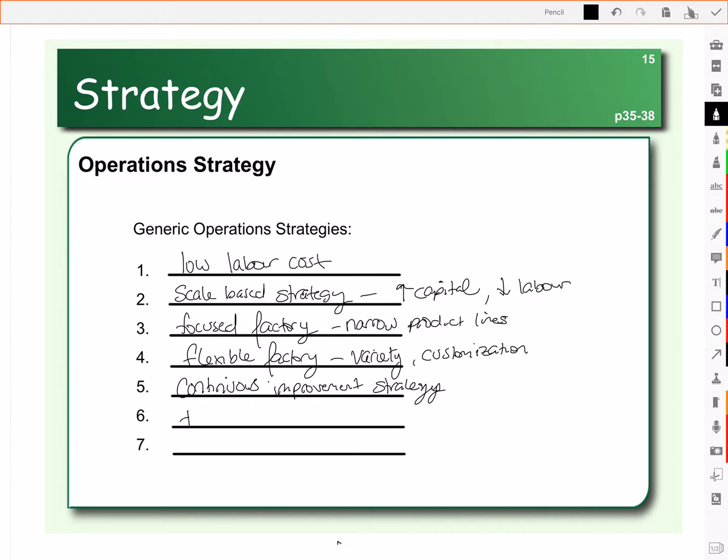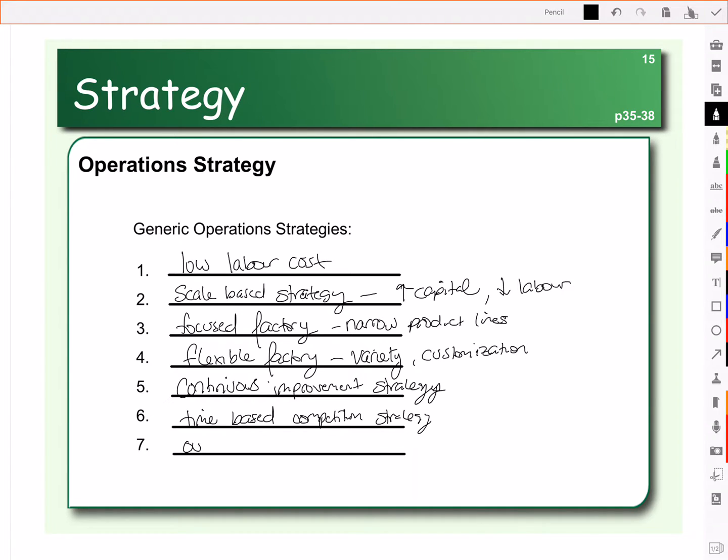You might have a time-based competition strategy. So in this case, what you're doing is you're looking at reducing the time to accomplish tasks. So can you make your product quicker? Can you get it to the customer quicker? Is there greater turnaround between when they place their order and when they get it? Can you decrease the delivery time?